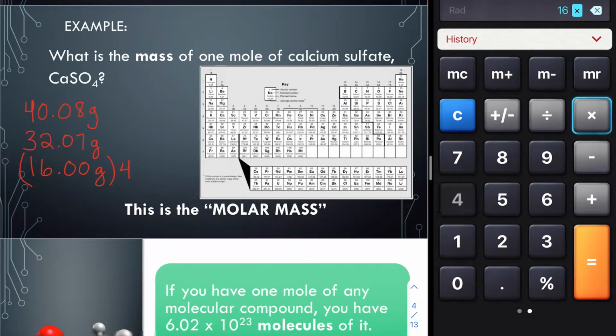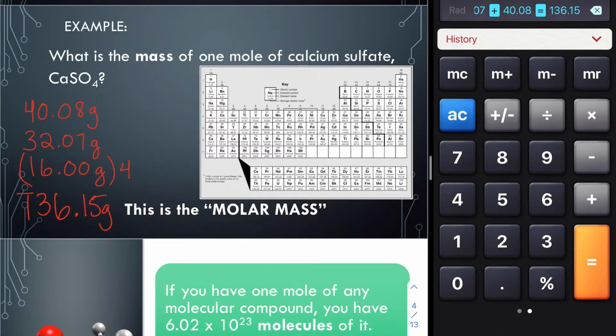16 times 4 is where I'm going to start, and I get 64 plus 32.07 plus 40.08. This gives me a total of 136.15 grams. That is what we call the molar mass of calcium sulfate. It is the mass of 1 mole of calcium sulfate.